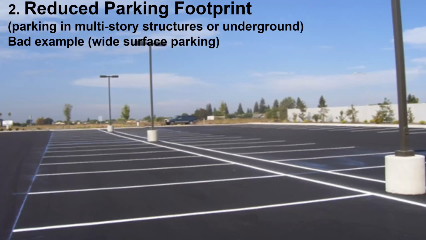Okay, very related to compact cities is reduced parking footprint. So not having a big parking space like this. If there's lots of parking areas, surface parking areas like this, it's impossible to be compact. So if there's parking, it should be in multi-story structures or underground. So here's a bad example, a wide surface parking lot.